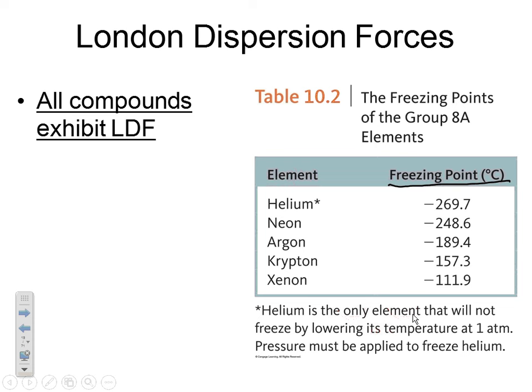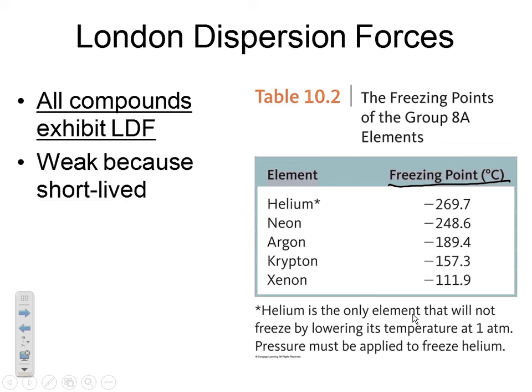Now, the thing about London dispersion forces: what compounds exhibit London dispersion forces? All of them, because the only requirement to exhibit London dispersion forces is that you have electrons. And if you have electrons, then you have the possibility that they're not going to be evenly distributed at every single moment in time. So all compounds, no matter whether they're polar or nonpolar, no matter whether it's an ionic solid or a metallic solid, every single thing that has electrons exhibits London dispersion forces.